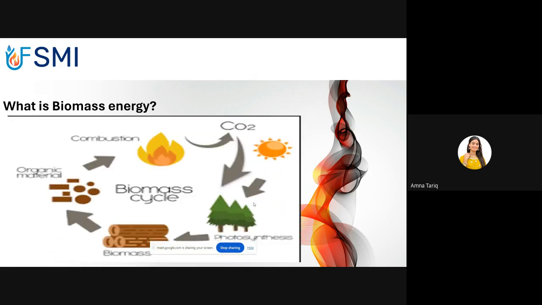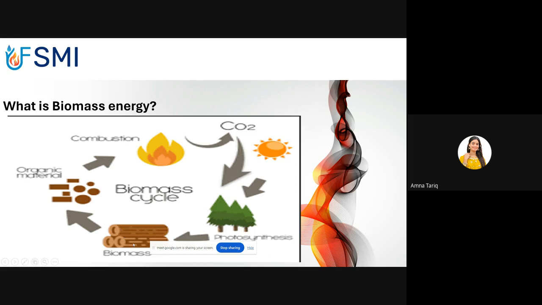Okay, this is the biomass cycle. In this diagram, we see first combustion: organic material is burned to release heat. This heat can be used to generate electricity. When sunrays strike the tree, photosynthesis starts. Plants use sunlight, water, and carbon dioxide to produce carbohydrates. These carbohydrates store energy from the sun, and this is biomass.